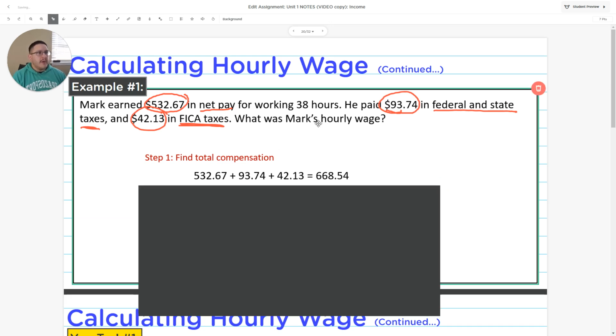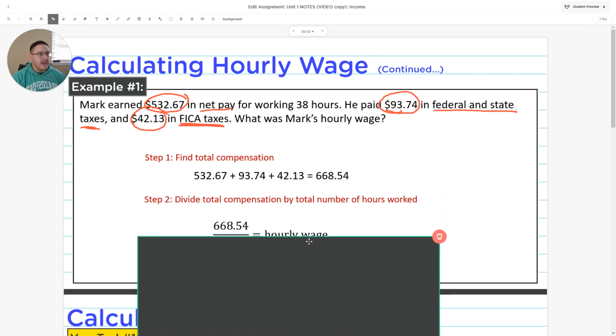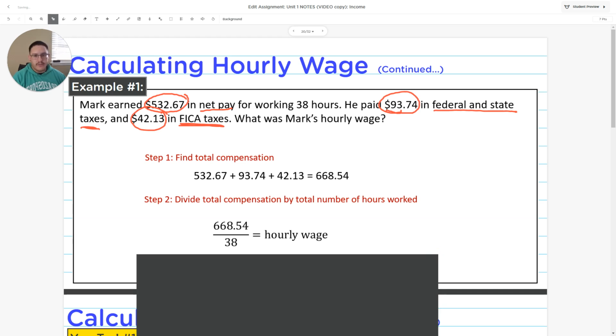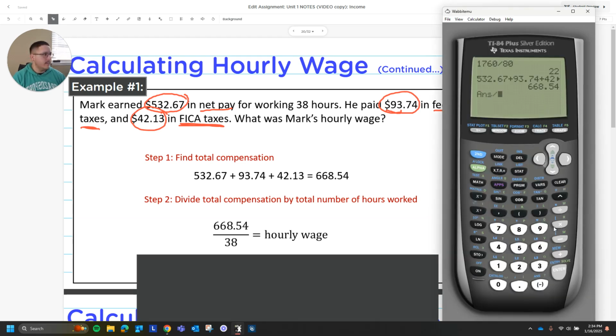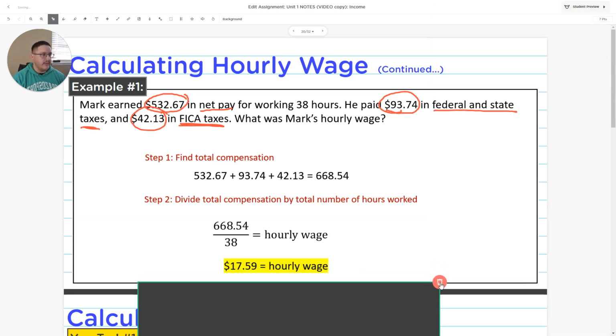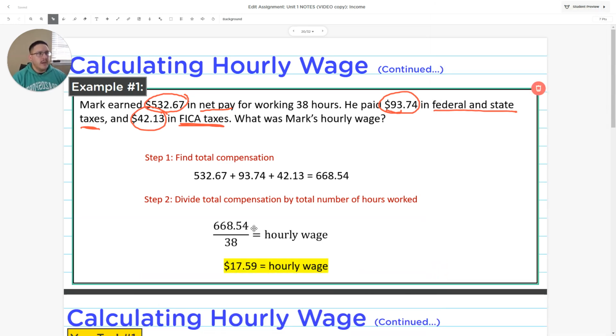Now, to find Mark's hourly wage, we divide this by the amount of hours that were worked. So that number divided by 38. And round to 2 decimal places, the hourly wage should be $17.59. And that's how much Mark made per hour, given the net pay and the deductions.